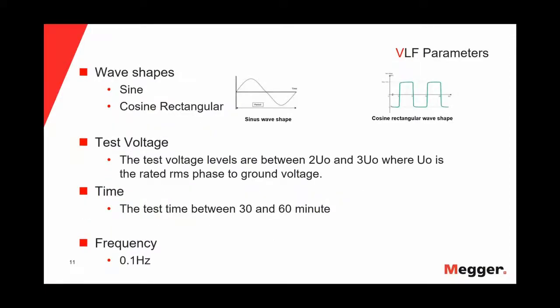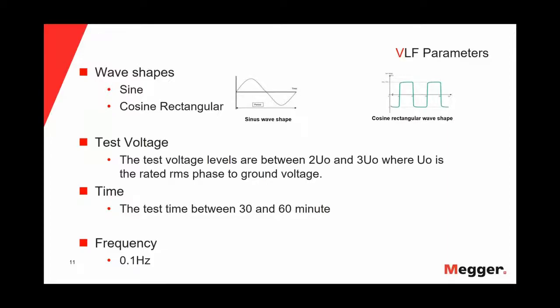The parameters involved in the VLF test are the wave shapes. We have mainly two wave shapes: the sine wave shape that you can see in the graphic on the left, and on the right we have the cosine rectangular wave shapes. Of course, both wave shapes have advantages and disadvantages, and maybe we'll go through them in the next slides.